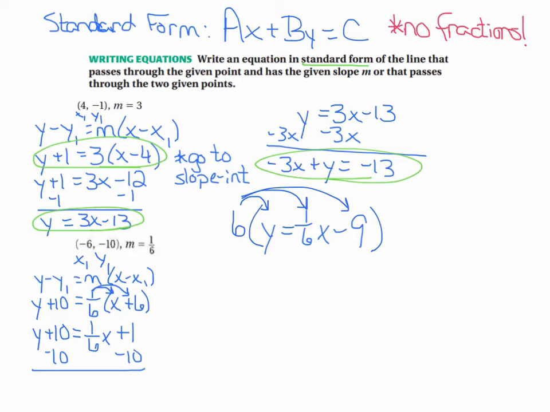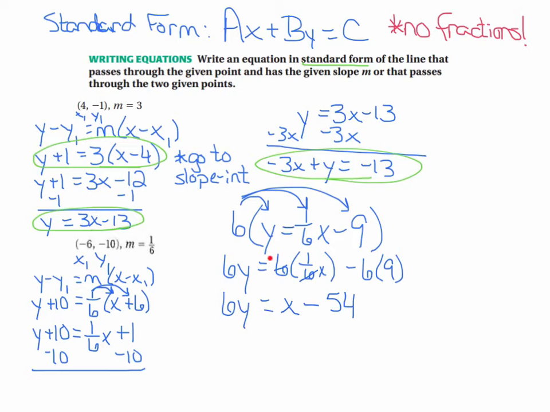And look what happens. We're going to do 6 times y, which is 6y. We're going to do 6 times 1/6x. And then we're going to do a positive times a negative would be a negative 6 times 9. Now, you will not always show this step right here, but if you need to, do that. All right, so we get 6y. Look what happens. 6 times 1/6. My fraction goes away. Yay. Minus 6 times 9 is 54.